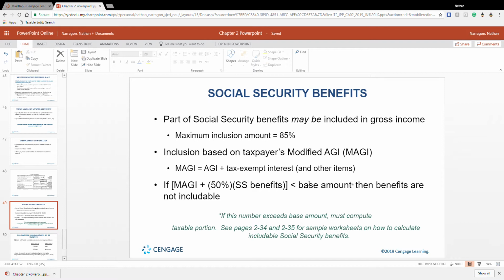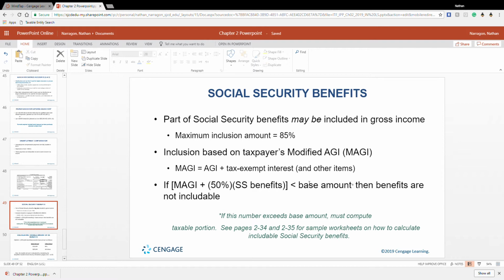Social Security benefits. Again, part of Social Security benefits may be included in gross income. The maximum inclusion amount is 85%. So we have to calculate. Again, more calculations. Inclusions are based on the taxpayer's modified AGI, which is basically our AGI, our adjusted gross income, plus tax-exempt interest and other items.